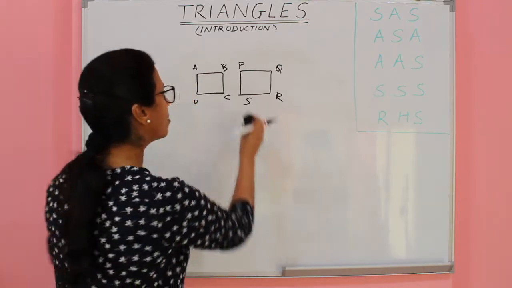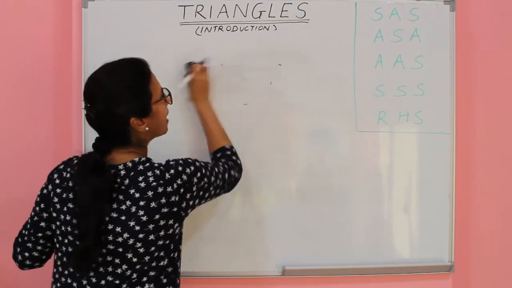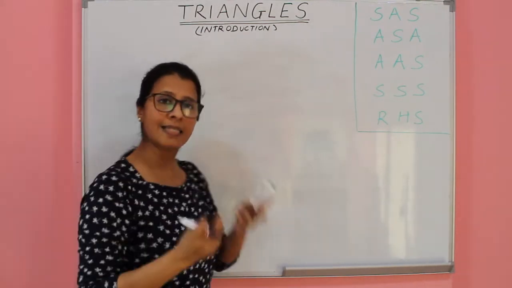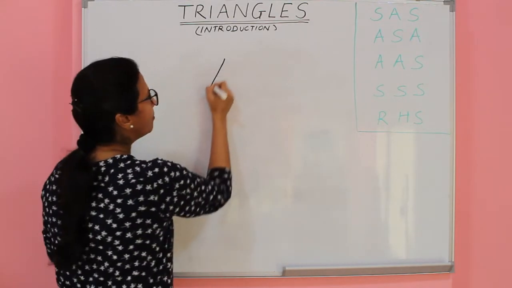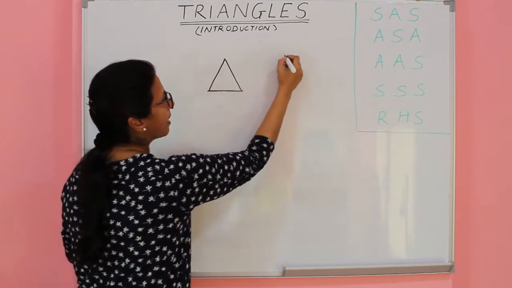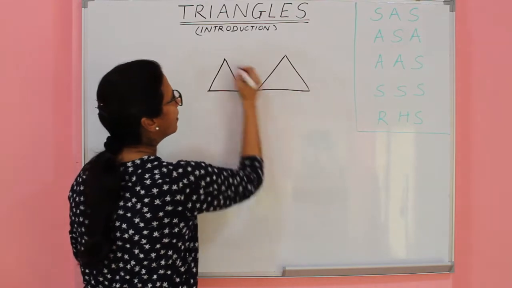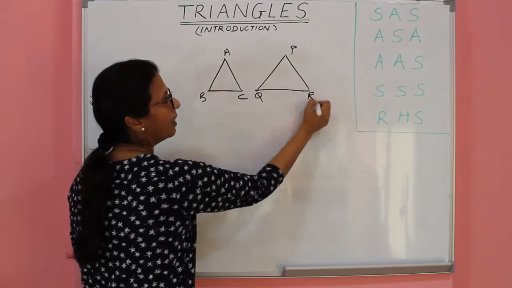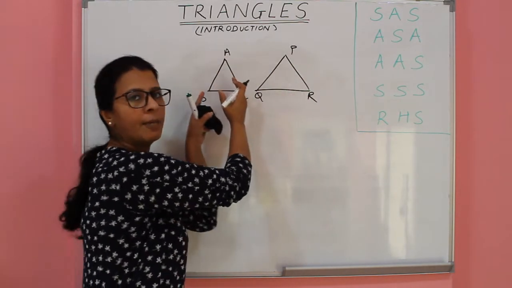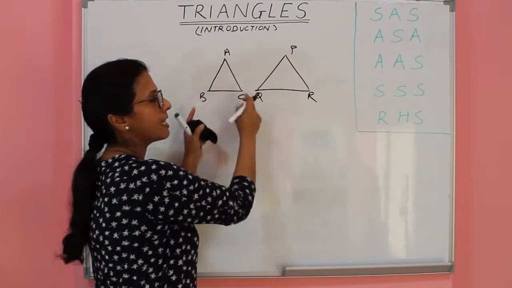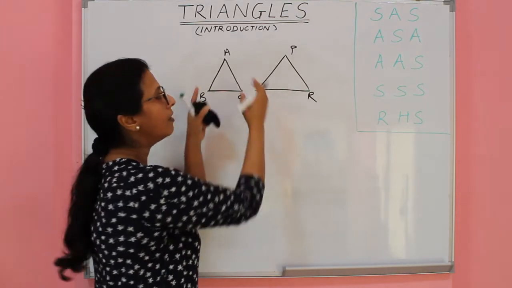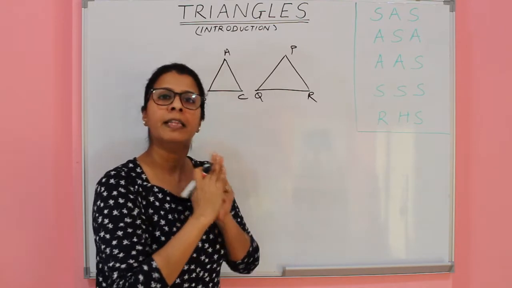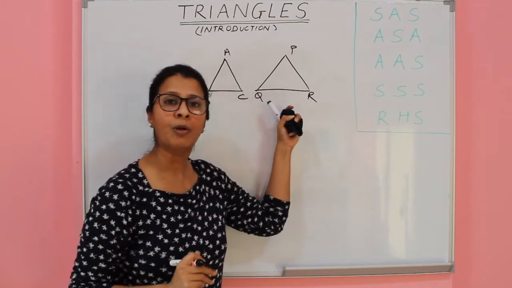The same thing is true for triangles also. When a triangle is kept exactly on the other triangle and it matches with the vertices and the sides, I will say they are congruent. So, if these are the two triangles I am having, ABC and PQR, if I am placing this PQR on ABC and exactly the vertices match and the sides also match, everything matches exactly, it can be kept on one another, then I will say that ABC is congruent to PQR.